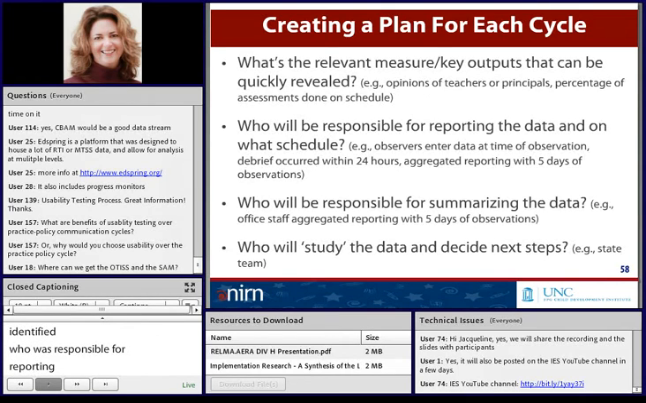So observers had to enter the data at the time of the observation. There was a debrief component in the protocol: the debrief had to occur with the teacher observed within 24 hours, and then aggregate reporting of all observations conducted was reviewed with the principal within 5 days. And so we specified who was responsible for summarizing that data, and then the state team was responsible for studying the data that we were collecting and deciding on next steps.